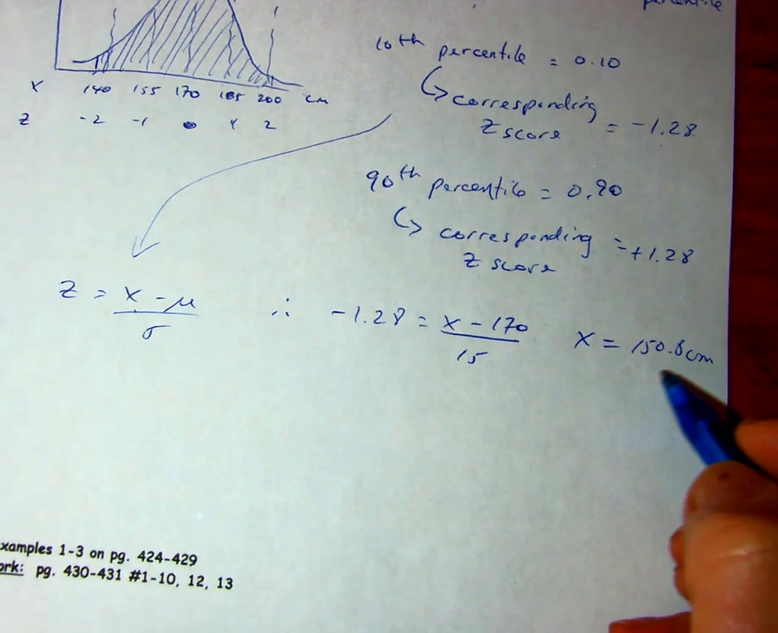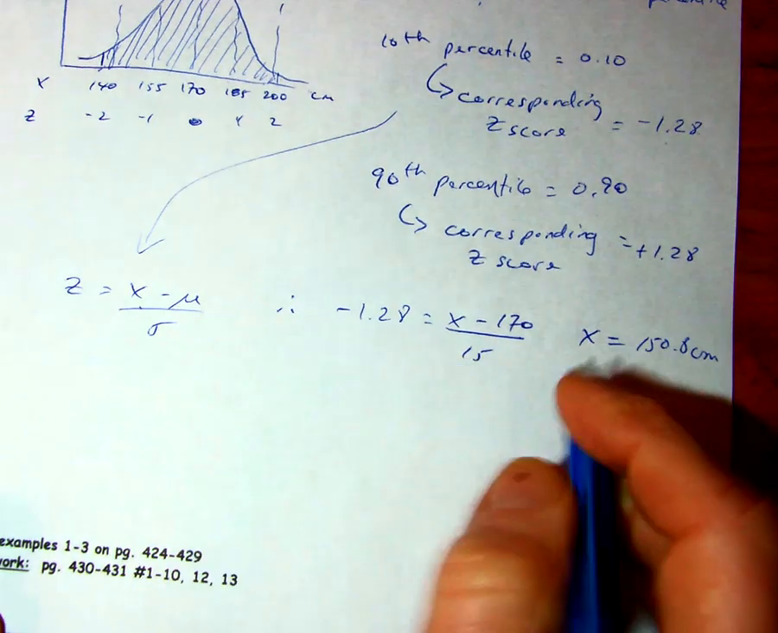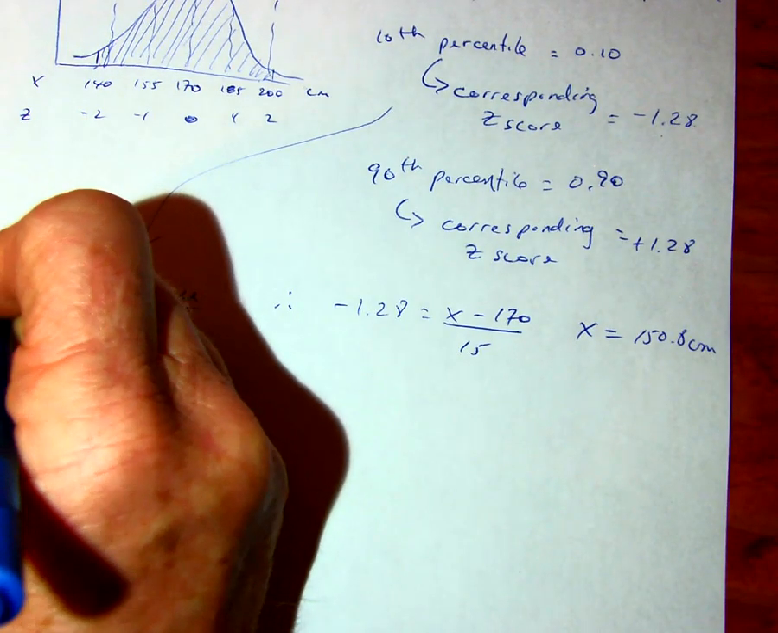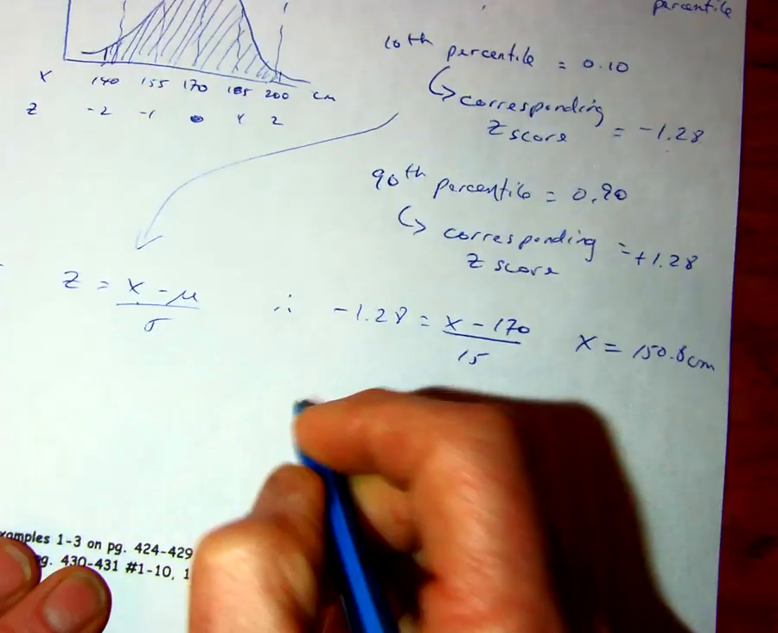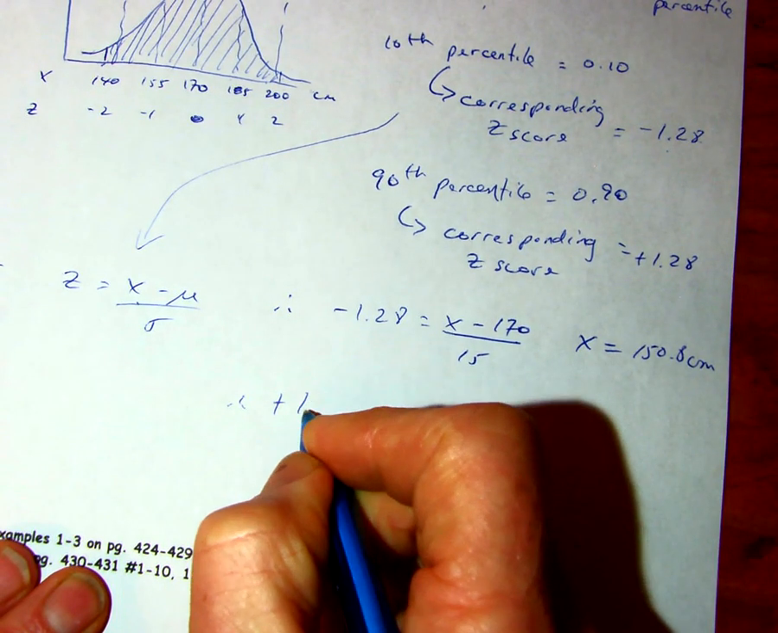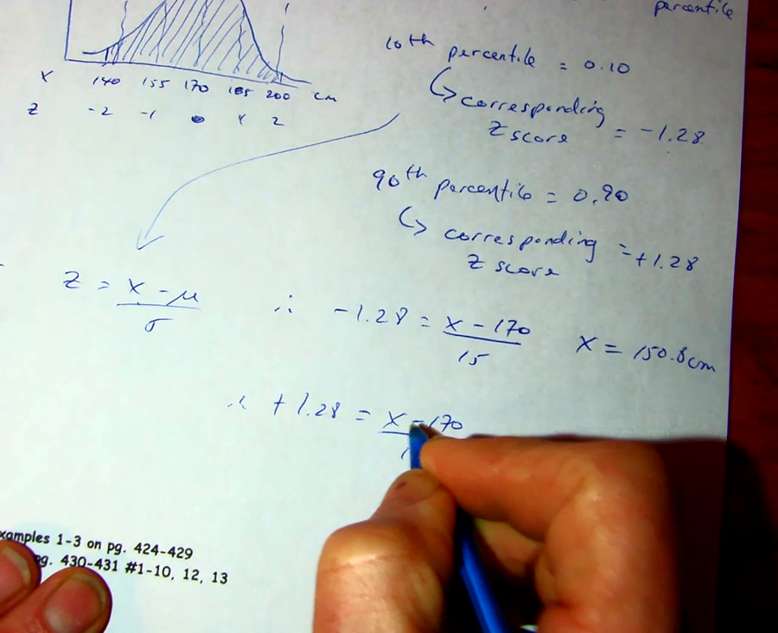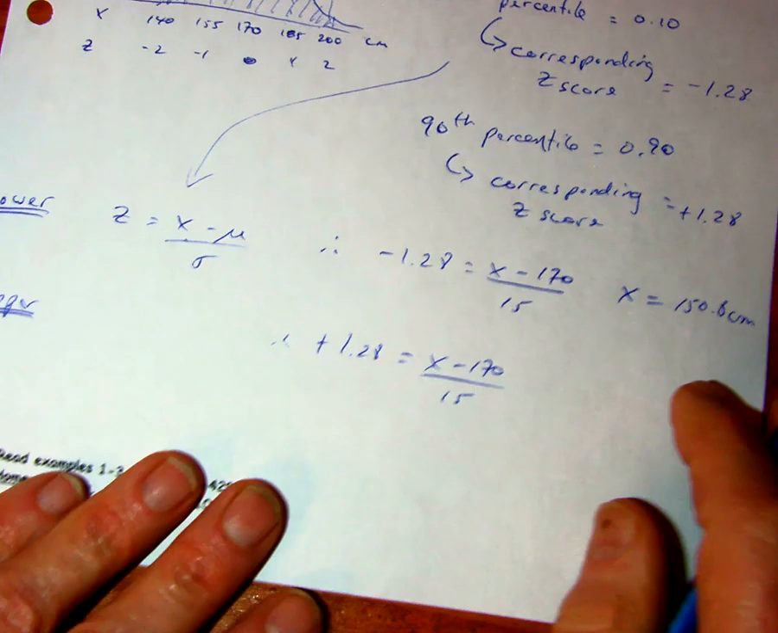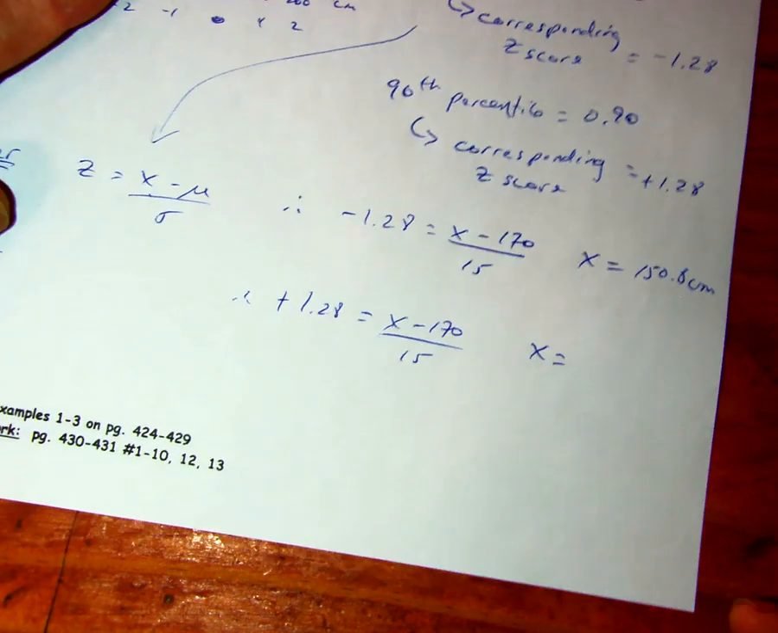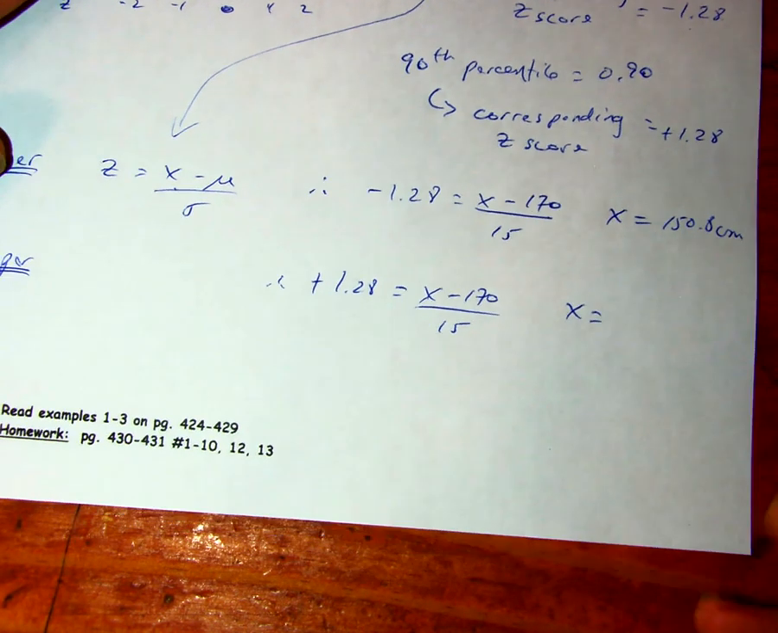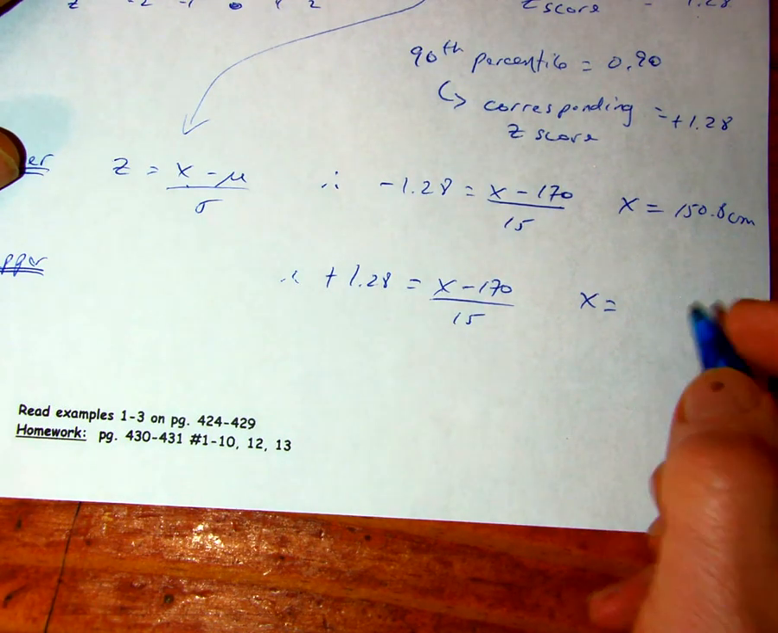So on the lower limit, we have a height of 150.8 centimeters. And this is the lower, and this is the upper. So again, now we're going to do plus 1.28 equals x minus 170 over 15. If you do that one, what do you think? Somebody want to do that? Give me the exact answer. 189.2. Yeah.